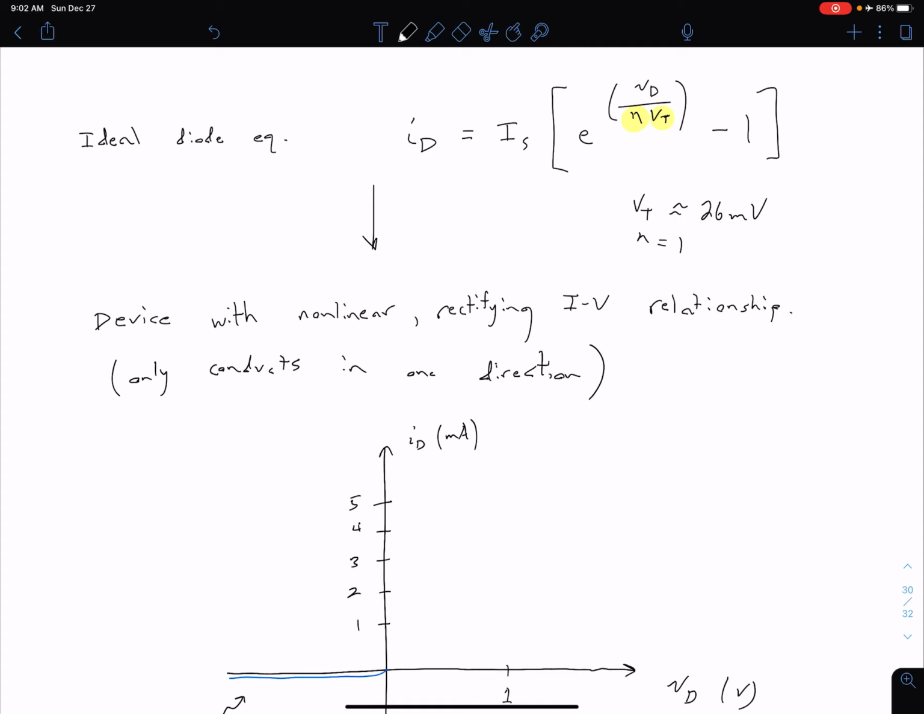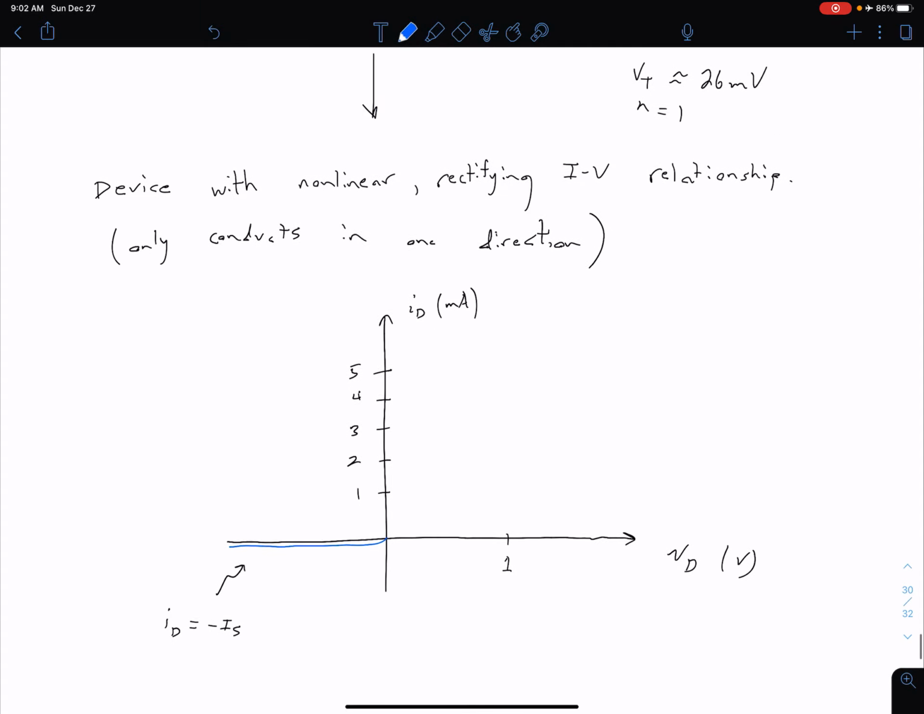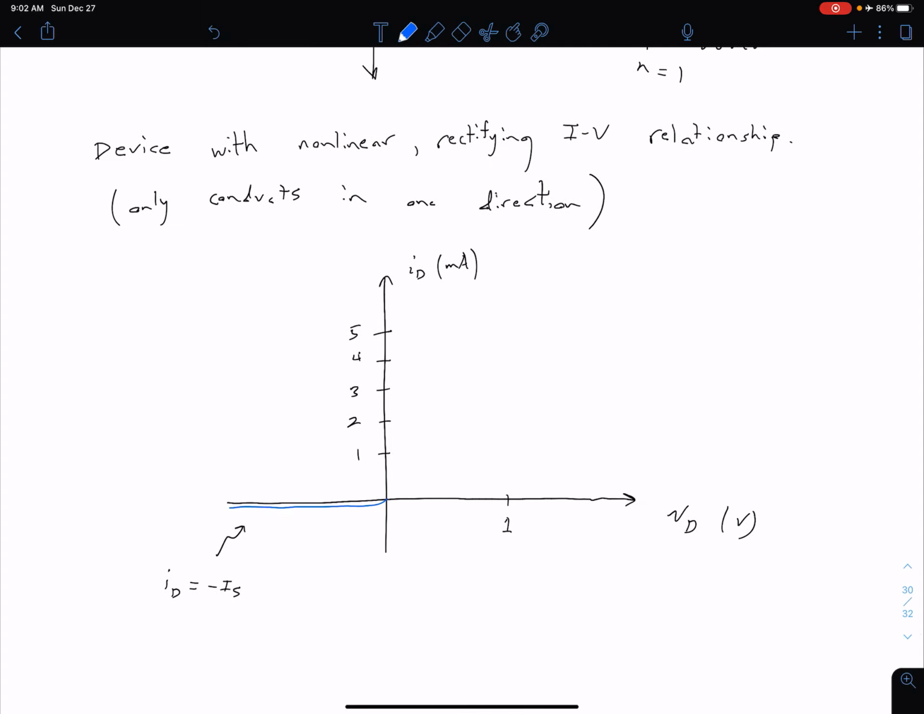increasing, of course, exponentially. If we come down here and do a rough sketch, initially we have a small amount of current, and then it's going to be increasing exponentially, and we'll get a curve that looks something like this.